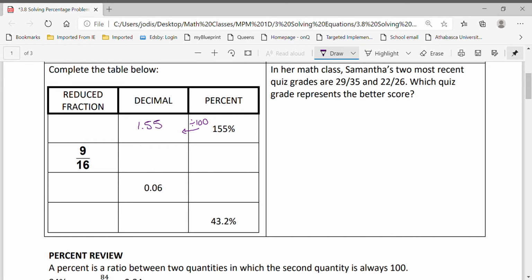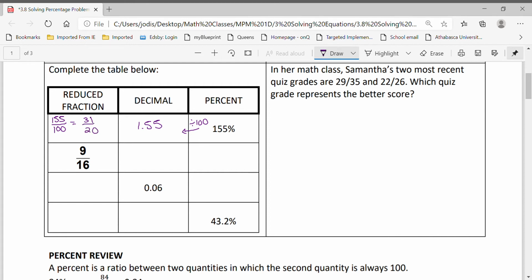And then how do we write this as a reduced fraction? Well, we know it means 155 out of 100. So again, we need a reduced fraction. Let's divide those by the biggest number that we can. If we divide them by 5, we get 31 out of 20.